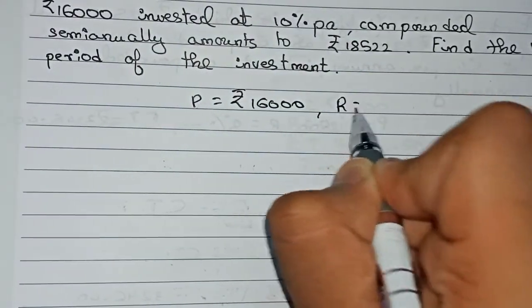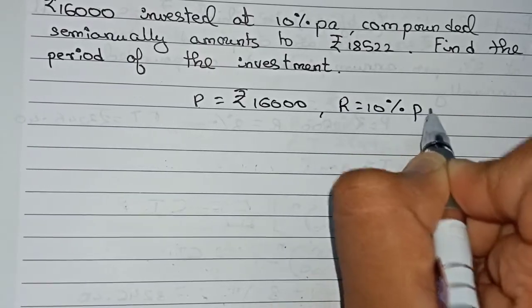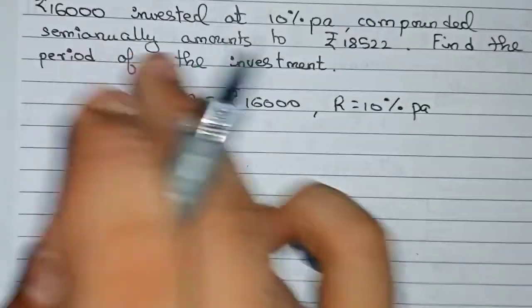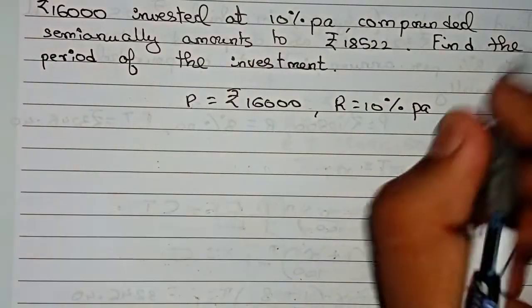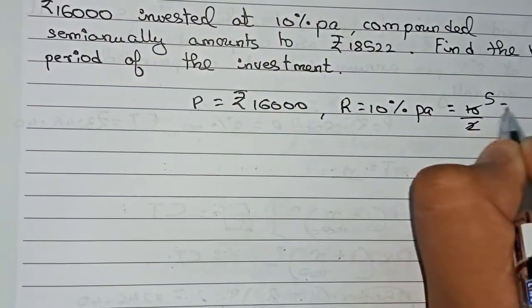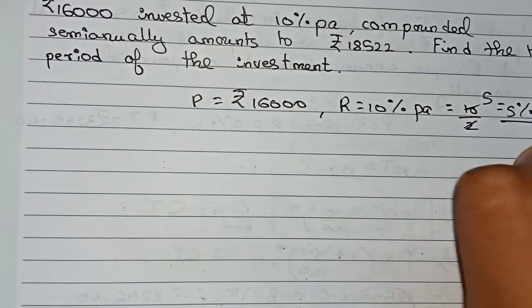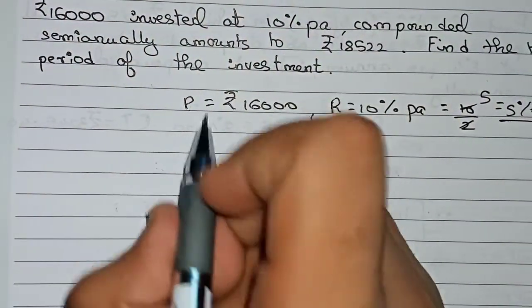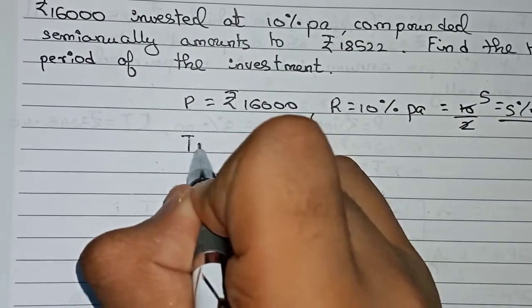The rate of interest is given as 10% per annum. Since it is compounded semi-annually, we have to express this rate in terms of 6 months. So divide 10 by 2, it becomes 5. So for this question, 5% will be our rate of interest. The time is unknown.